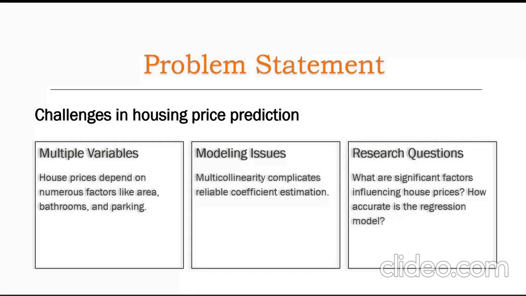Moving on to the problem statement. The problem of accurately predicting house prices arises from the complexity of numerous influencing factors such as property size, amenities, and external factors. Multicollinearity, where predictors are highly correlated, presents a key challenge, distorting regression results. The study addresses critical questions: which factors significantly impact the house prices, and how reliable is regression in mitigating these issues to make accurate predictions. The goal is to tackle the modeling difficulties while providing actionable insights.